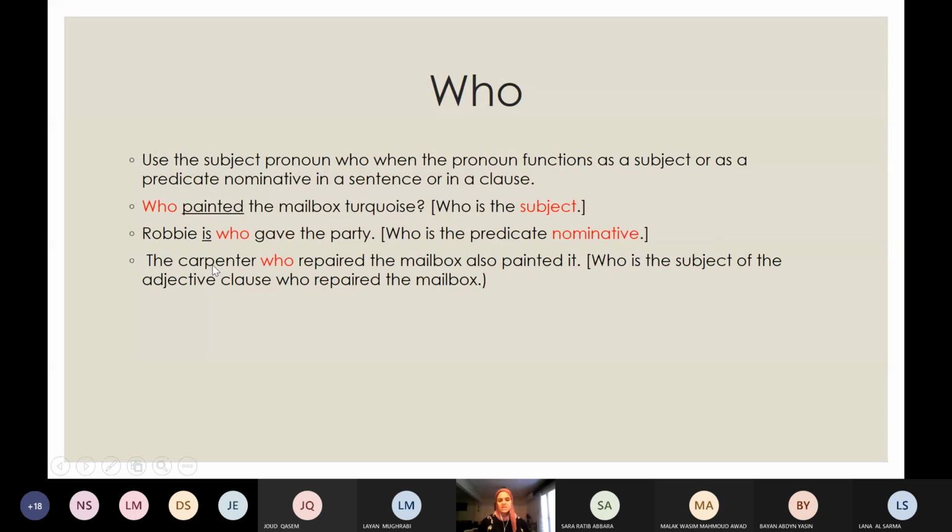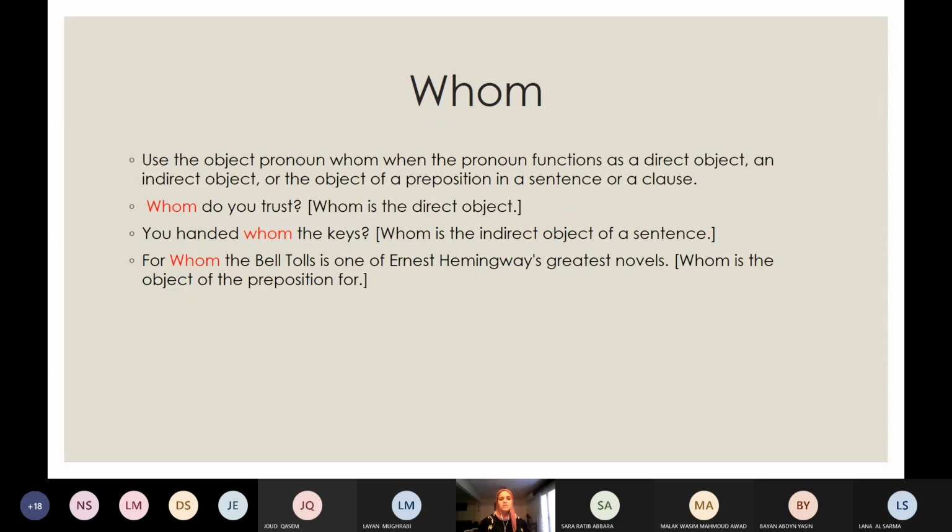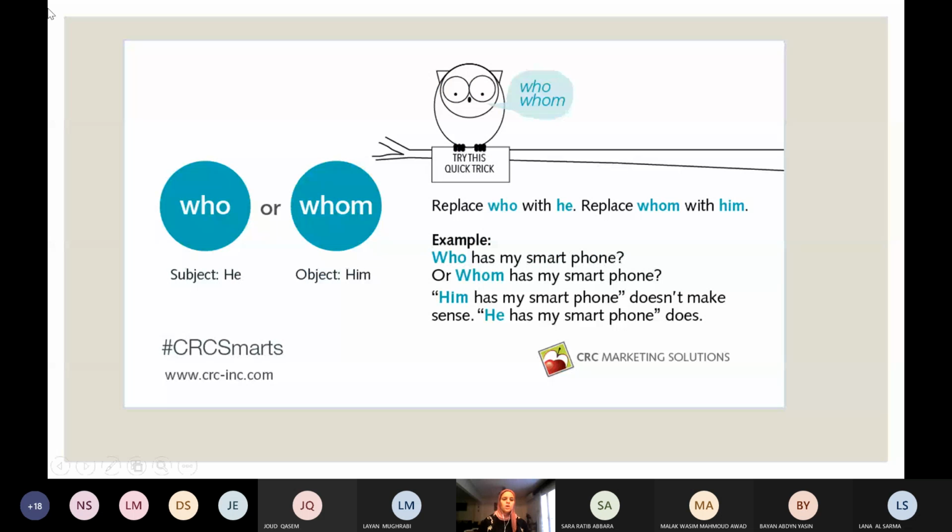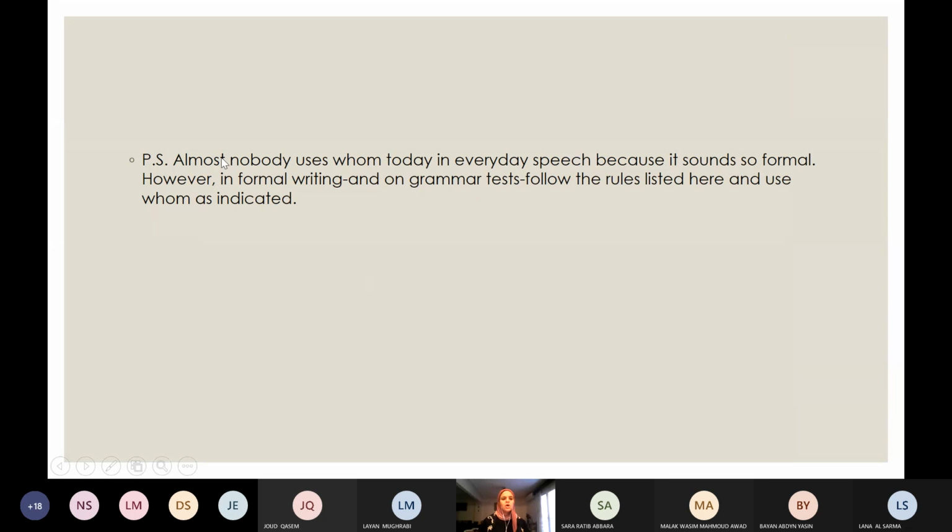So who, I use it as a subject and predicate nominative. Whom, I use it as direct object, indirect object, and object of preposition. Who replaces he. Whom replaces him or her. Almost nobody uses whom today in everyday speech because it sounds so formal. However, in formal writing and on grammar tests, you should follow the rules. Okay?